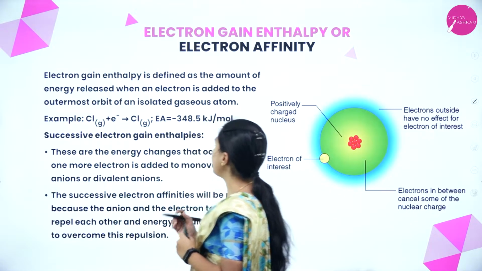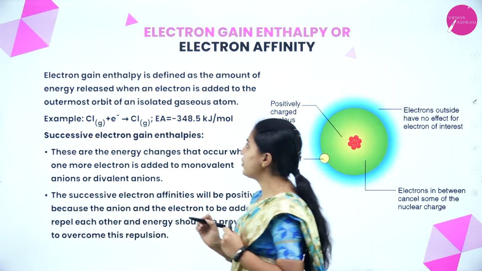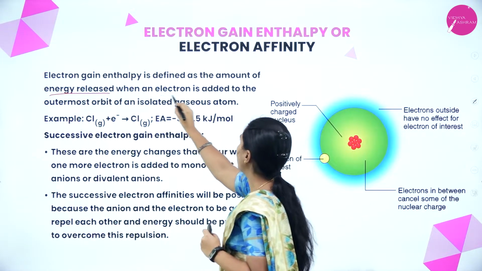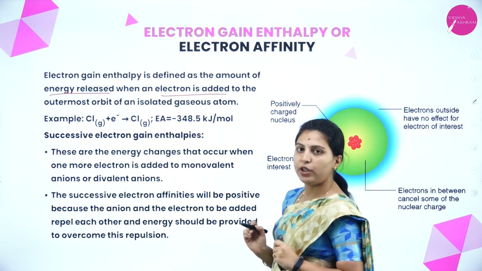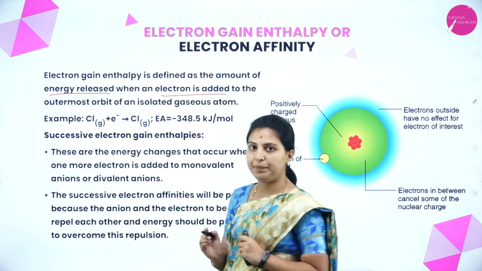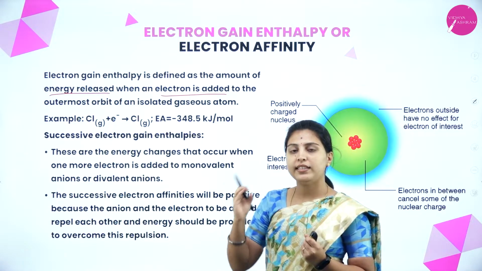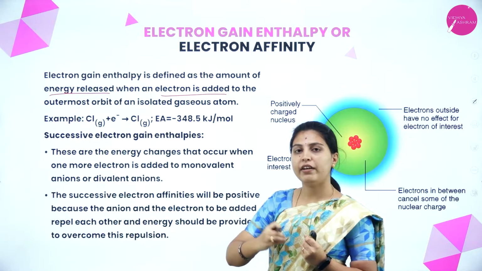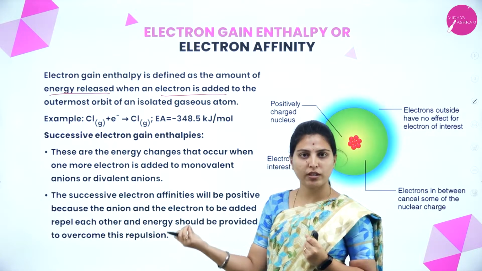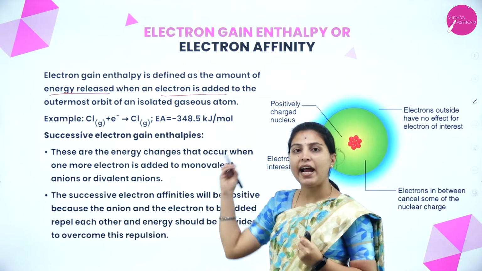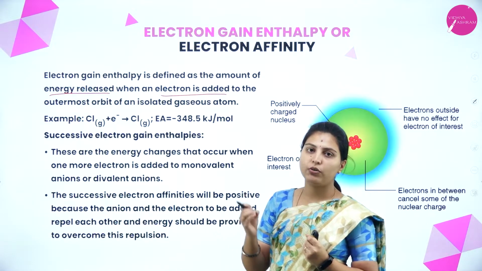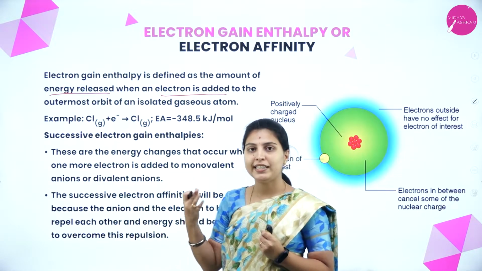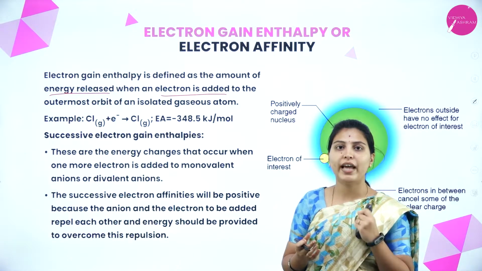Electron gain enthalpy is defined as the amount of energy released when an electron is added to the outermost orbit of an isolated gaseous atom. See, it is a difference. It is the opposite of ionization energy. There we are removing the electron from the outermost shell. Here we are adding the electron to the outermost shell. There we can expect the formation of a cation. Here we can expect the formation of an anion.